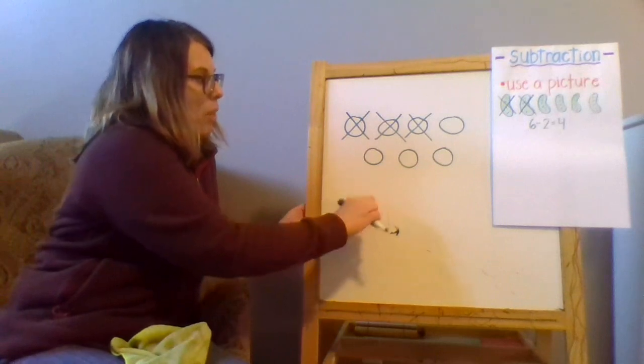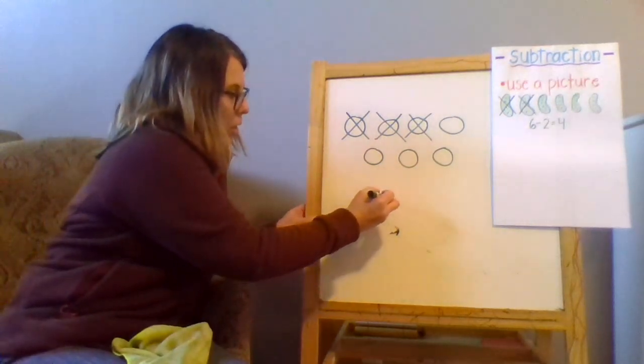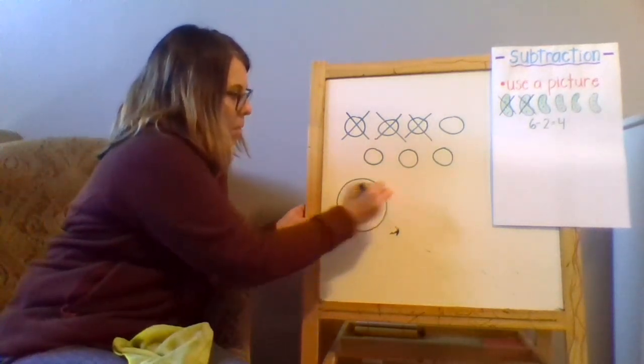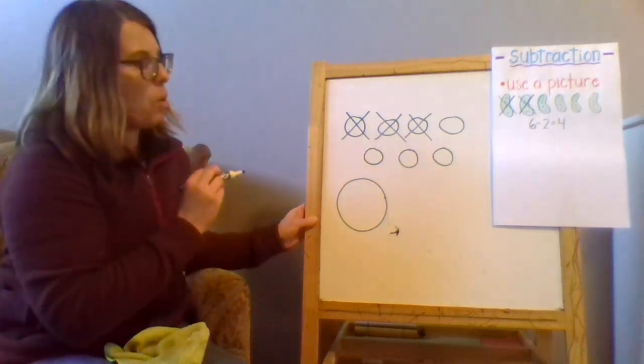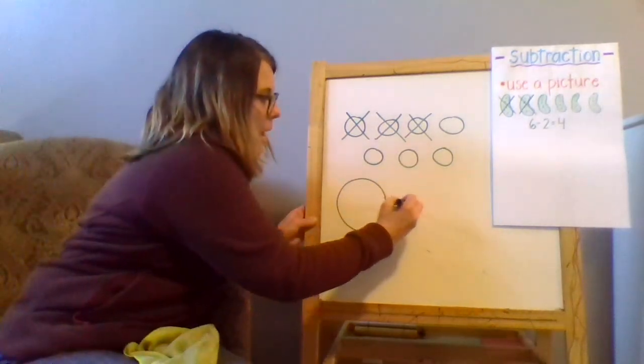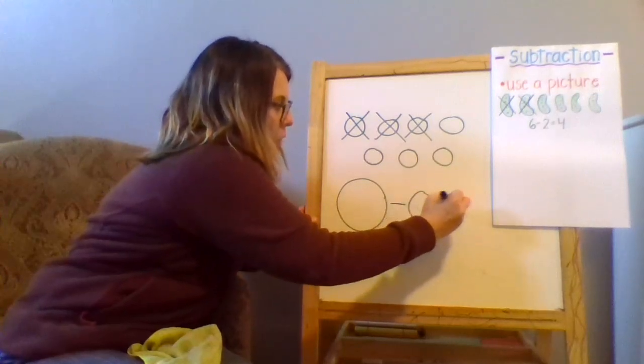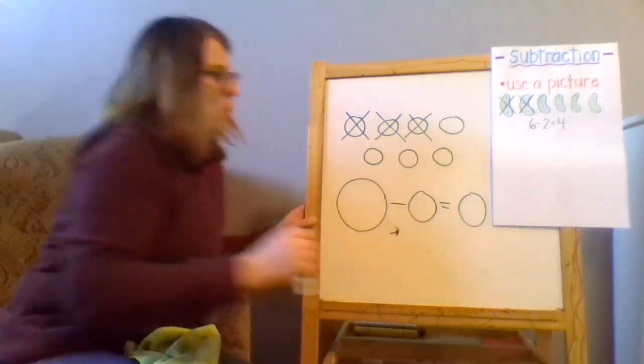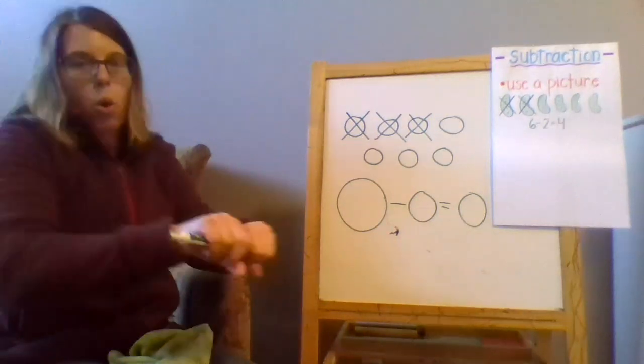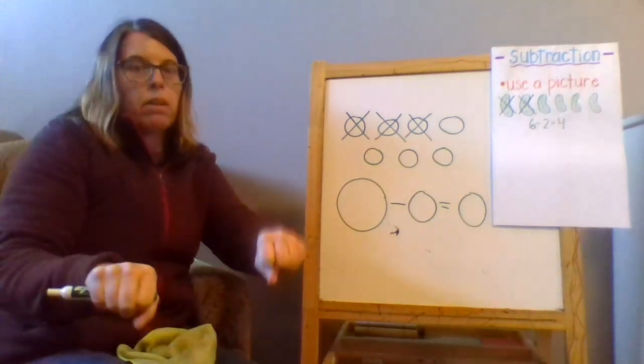Remember, we start out with the whole, so the big number comes first. What was our whole in this problem? Minus, remember, a part equals a part. For subtraction, we say whole minus part equals part.